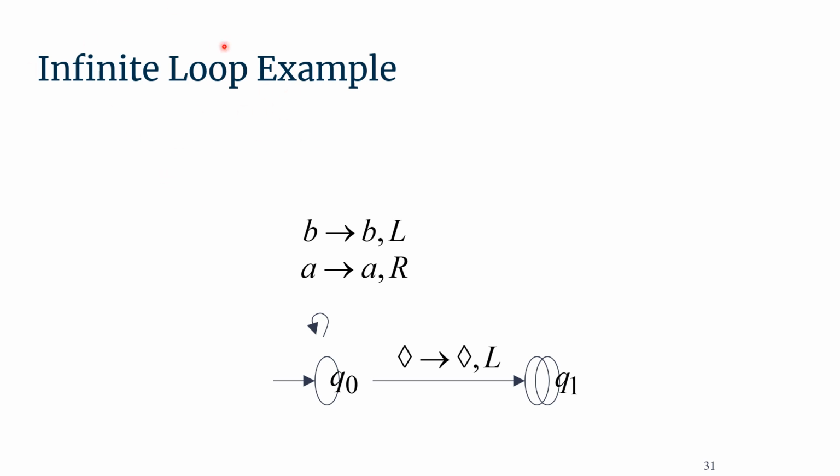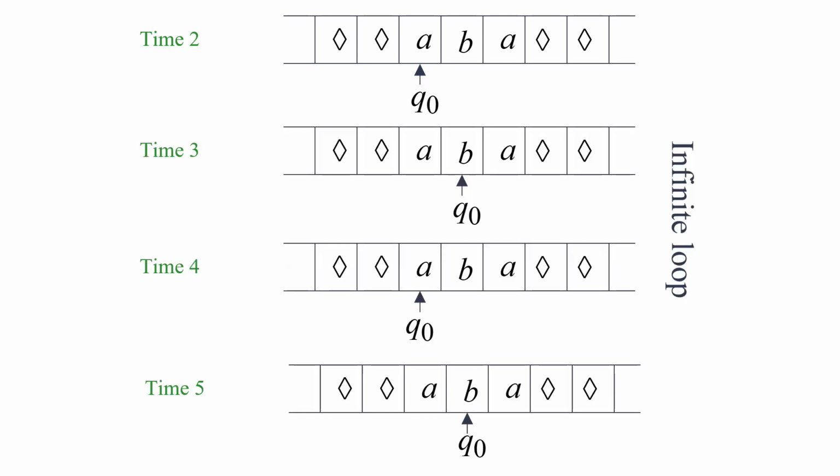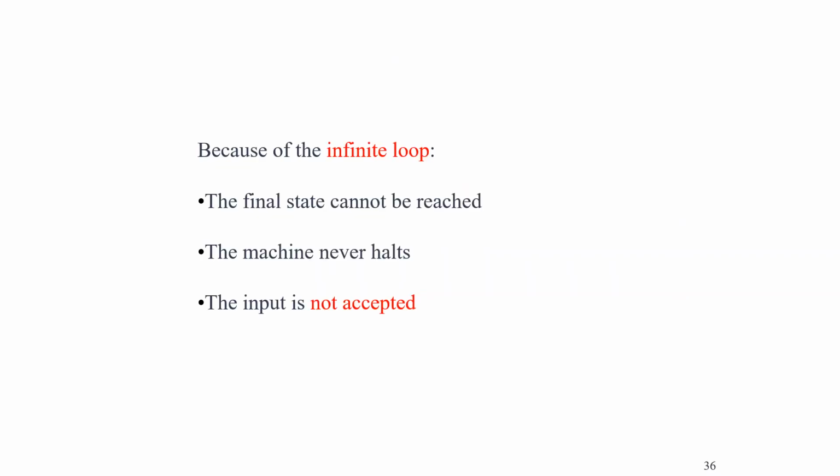Now the example of an infinite loop, how it works. This is a string. When we read A, it puts A in place of A and moves to the right. When it sees B, it reads B and moves to the left side. In the next state, it reads A, puts A in the place of A and moves to the right. This process keeps going through the loop. Because of this infinite loop, the machine will never halt.